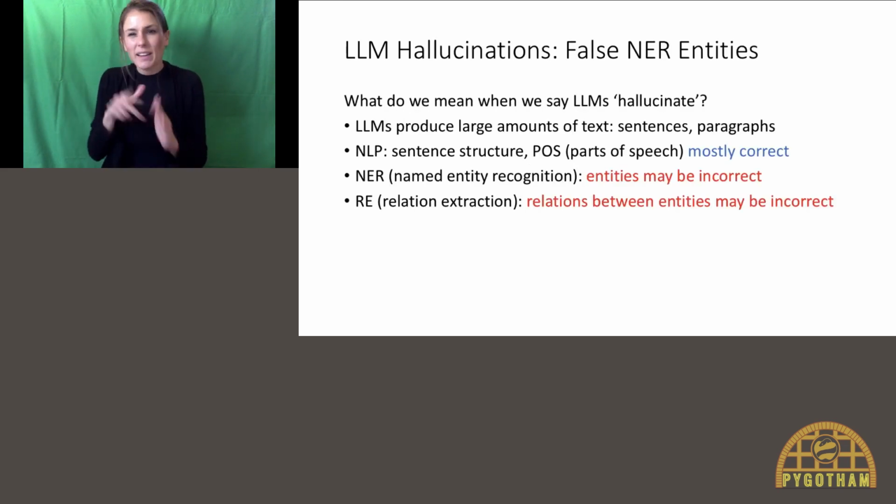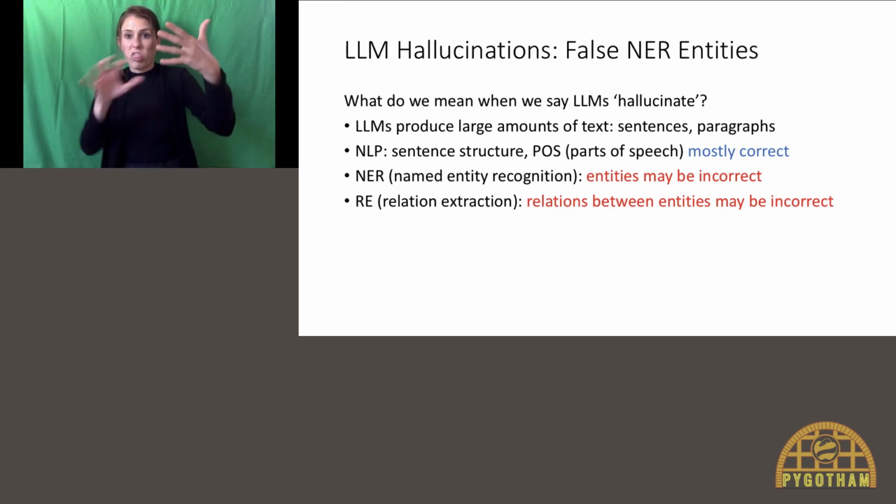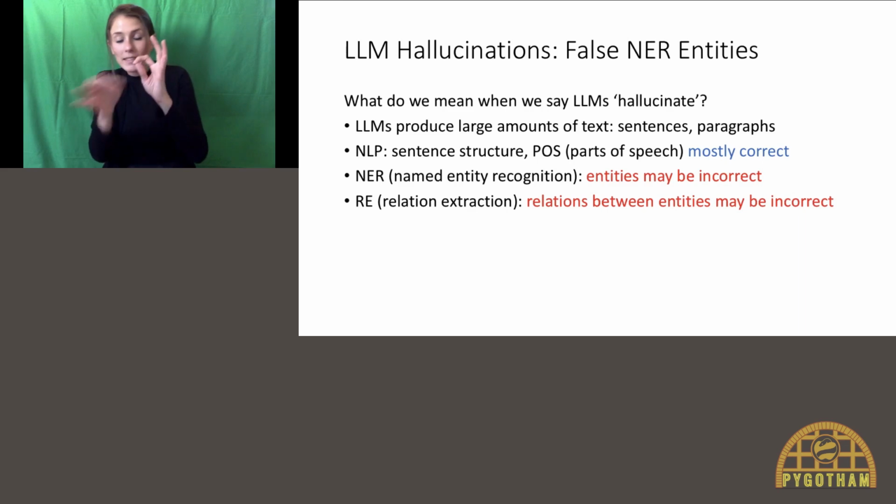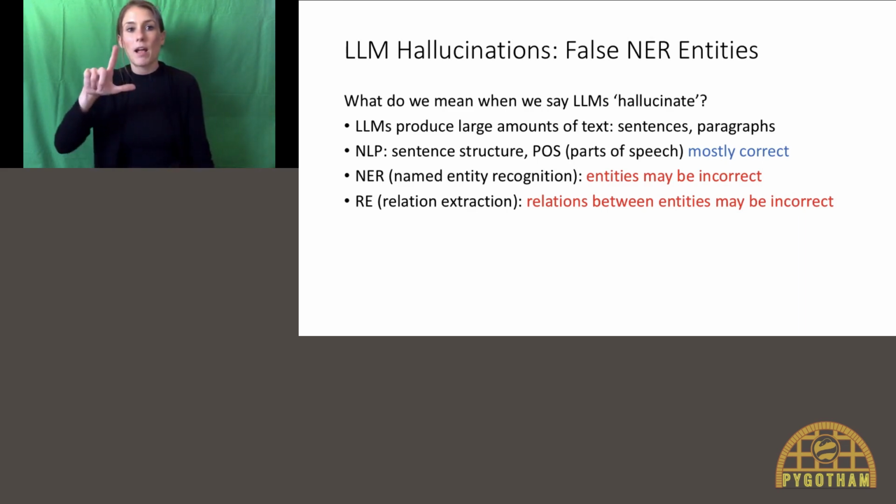What do we mean when we say LLMs hallucinate? They produce large amounts of text, sentences and paragraphs. From an NLP perspective, the sentence structure and parts of speech are mostly correct. However, the named entities produced may be incorrect, and the relations between the entities may also be incorrect.